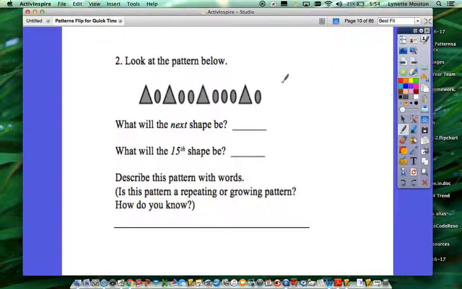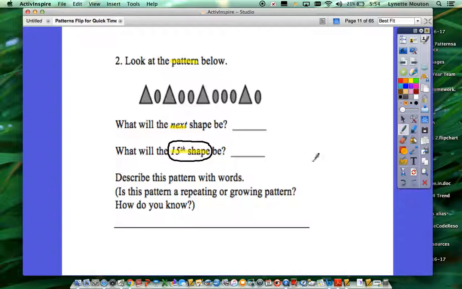That was a repeating pattern. This next pattern is a different type of pattern. This happens to be a, well, we'll find out in a minute. Again, we need to annotate. We're looking at the pattern. What will be the next shape? Most of the time we won't get questions like that because those are pretty simple. And then look at this one here. They want to know about the 15th shape.